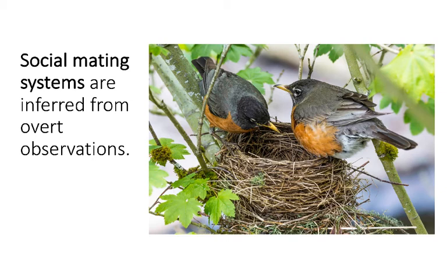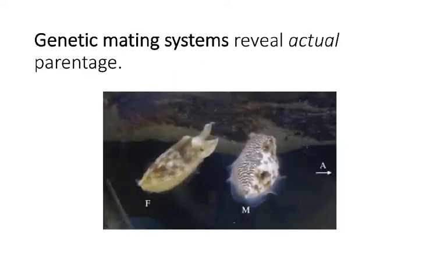This is important because we have these two general types of mating systems. They're explained in more detail in your textbook, but the idea is you have a social mating system, and that is inferred from direct observation. Say you have this nest, you see these two birds at the nest, you assume one is the mother, one is the father. So that's the social mating system based on observations.